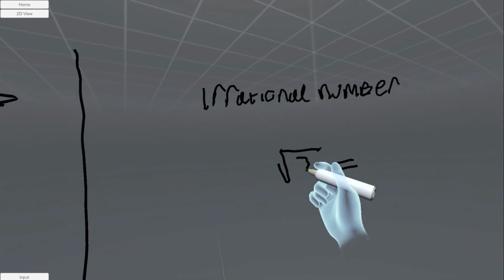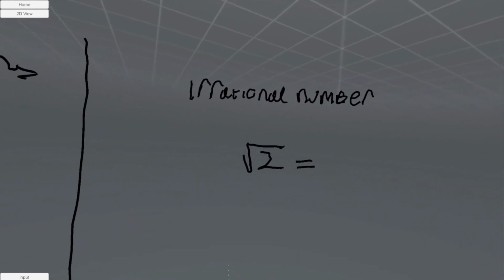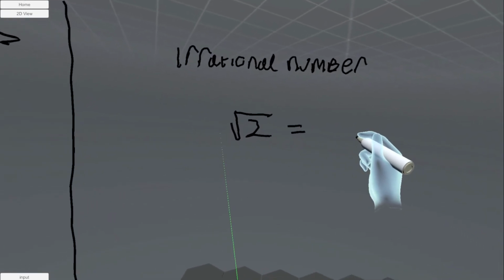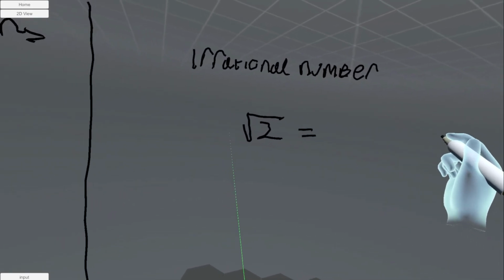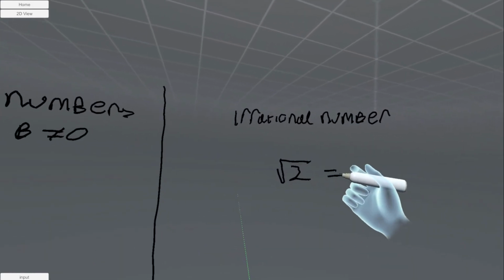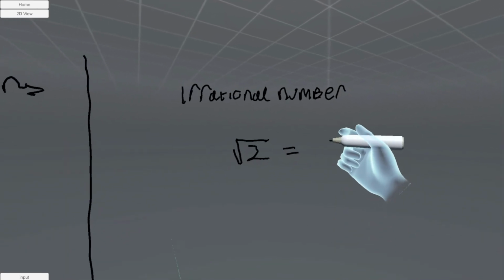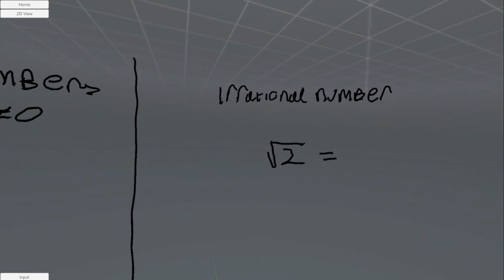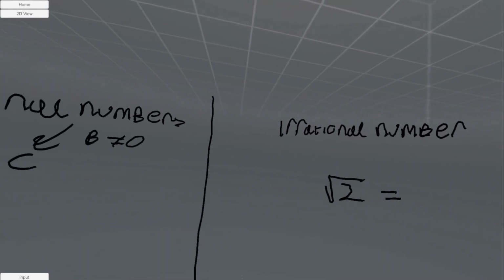The same thing with the square root of 2. The square root of 2 is equal to 1.412356 and on and on and on. We cannot write it as one integer over another because it does not repeat, and also it has an infinite amount of digits. It just keeps going and going and going.